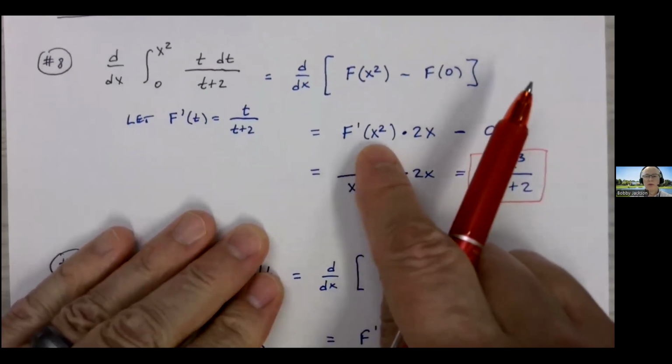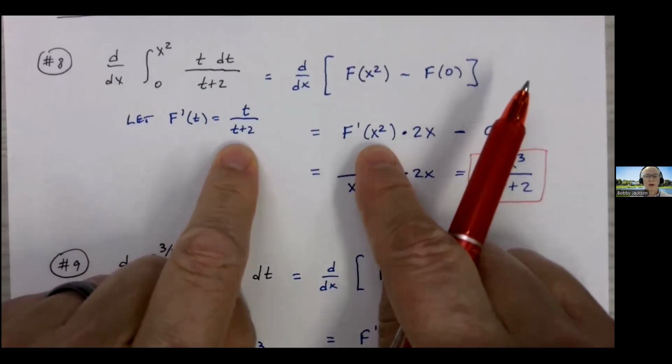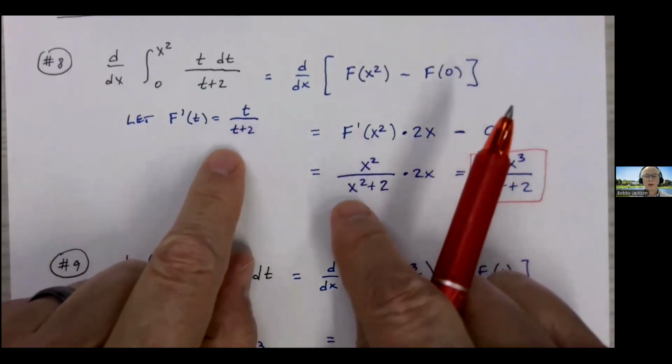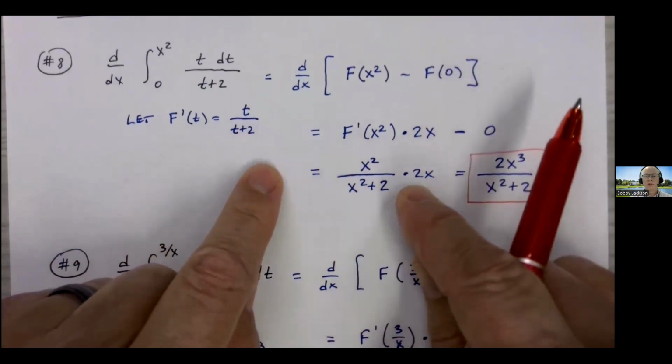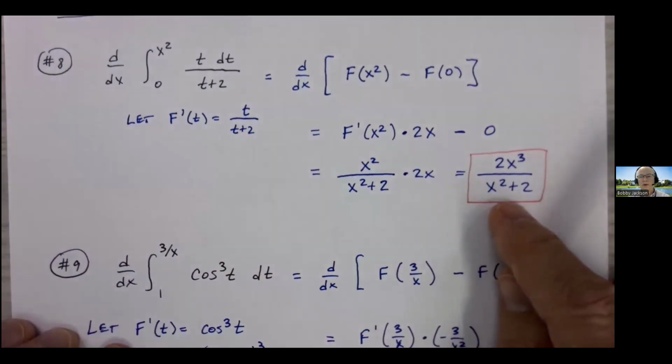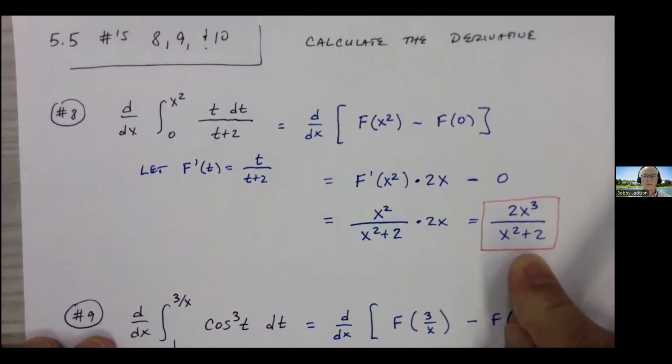What is f prime of x squared? Well, f prime of t we defined to be this, so simply replace t with x squared. So I've got x squared over x squared plus 2 times the quantity 2x. 2x times x squared is 2x cubed, divided by x squared plus 2. And there's the answer for number 8.